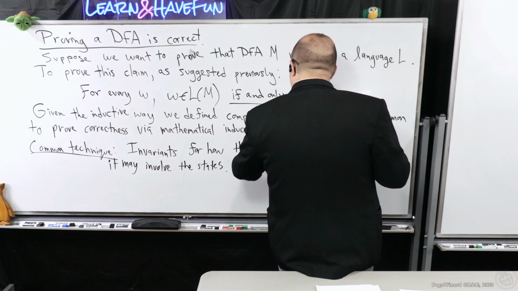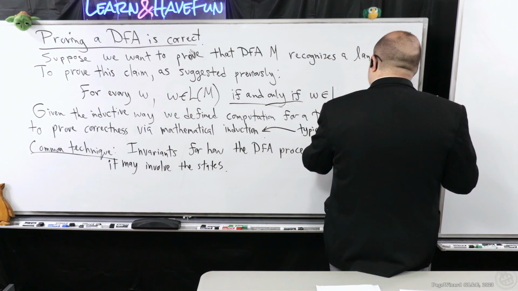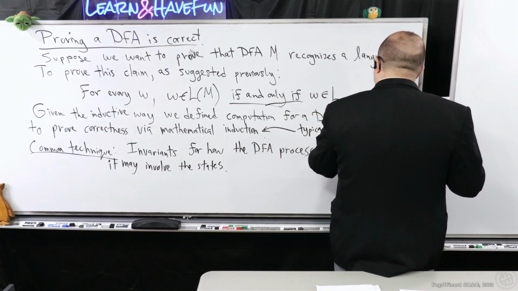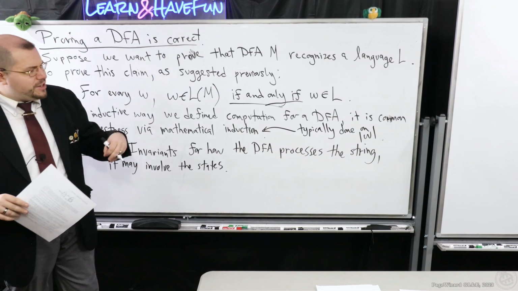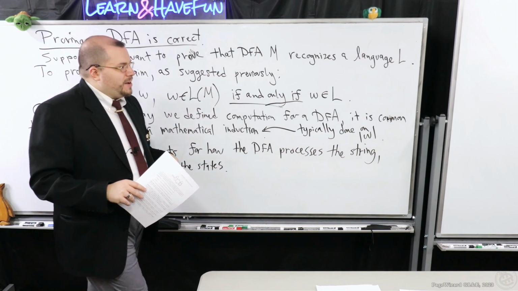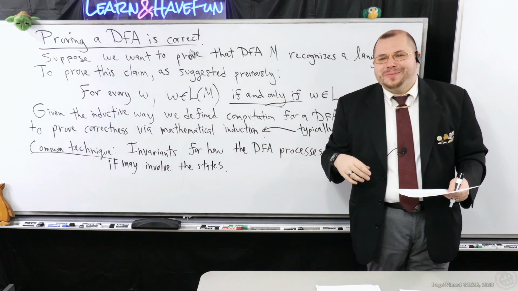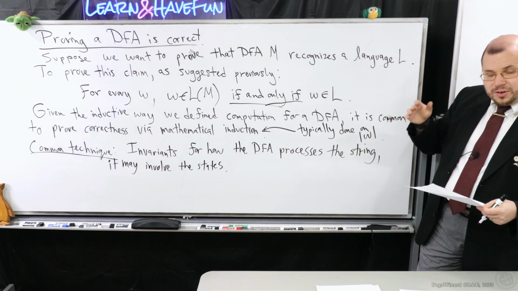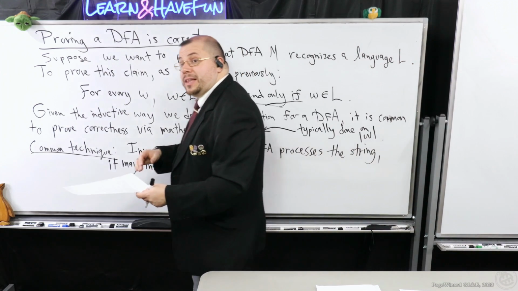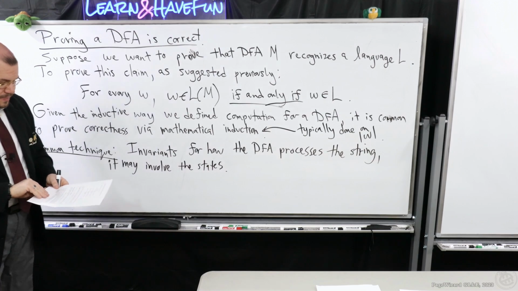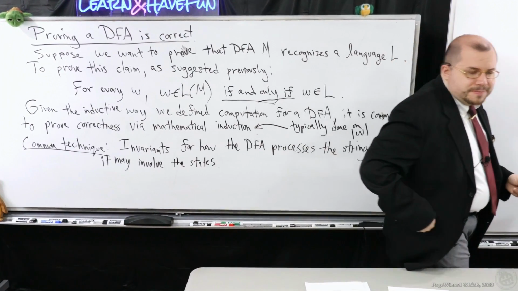So it's typically done on the length of the string W. You consider any string of a given length. Every string is a finite string, so you just enumerate all of them, starting at some length, depending on what you're claiming, all the way up to any given length that is necessary for your claim. So let's do an example applying this idea.